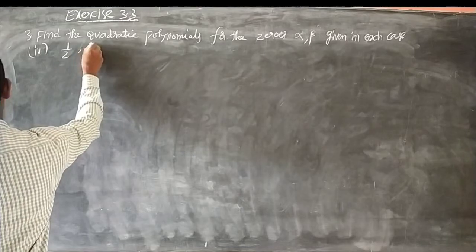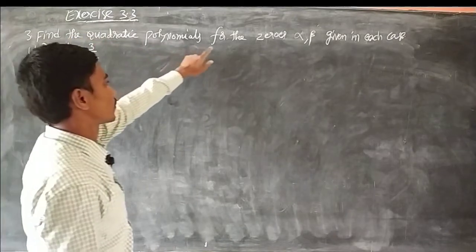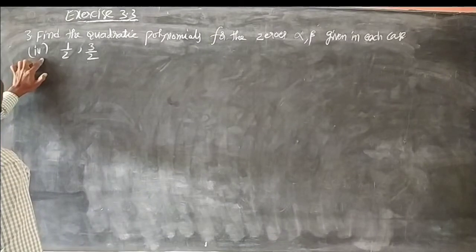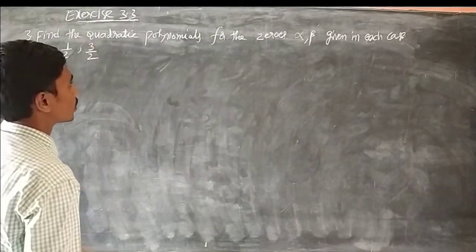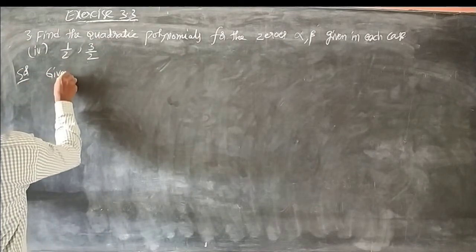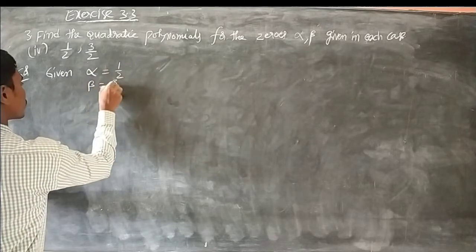Find the quadratic polynomials for the zeros alpha comma beta given in each case. In 4, 1 by 2 comma 3 by 2 are the zeros of the quadratic polynomial. Solution. Given alpha is equal to 1 by 2, beta is equal to 3 by 2.